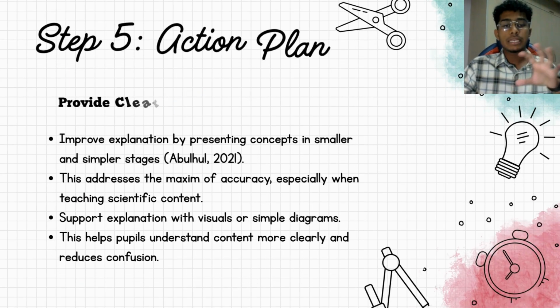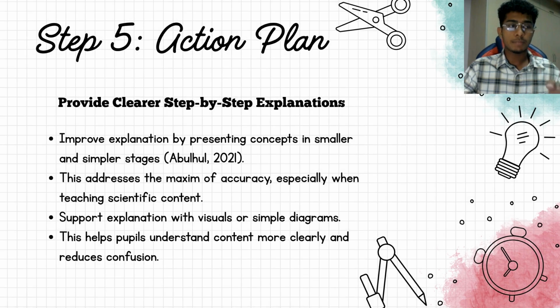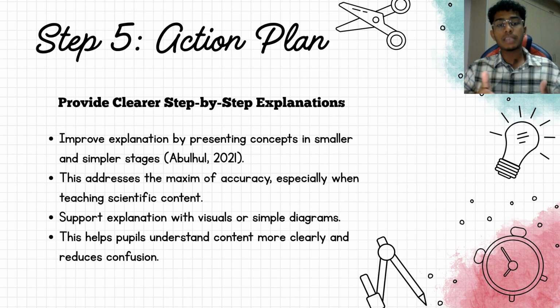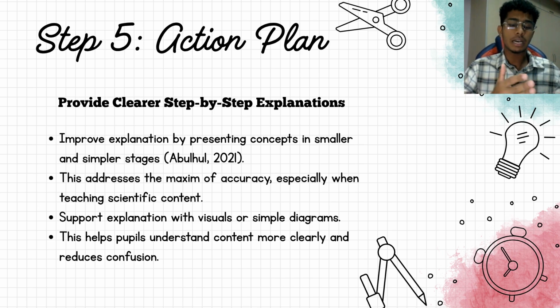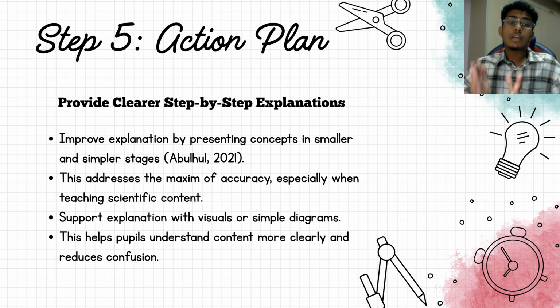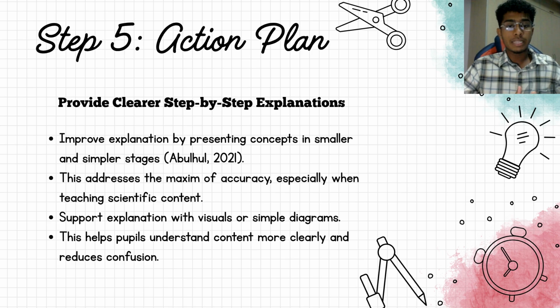Now, while some of these positive aspects are really well addressed, there are less effective aspects that are required to improve. So here in this step 5, action plan, I have suggested several ways to improve them. The first one is to provide clearer step-by-step explanation, to improve explanation by presenting concepts in smaller and simpler stages. This addresses the maxim of accuracy, especially when teaching scientific content.